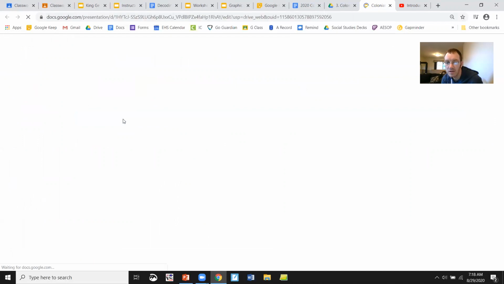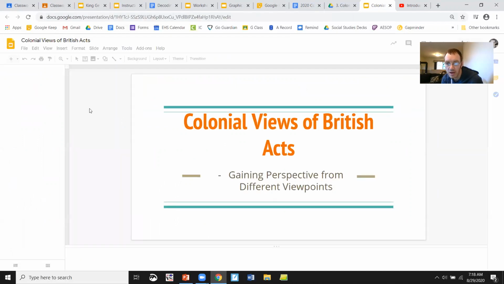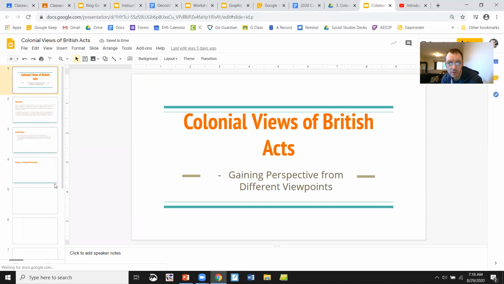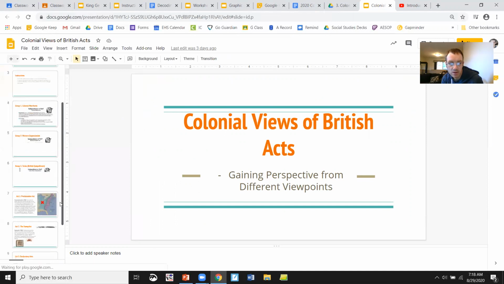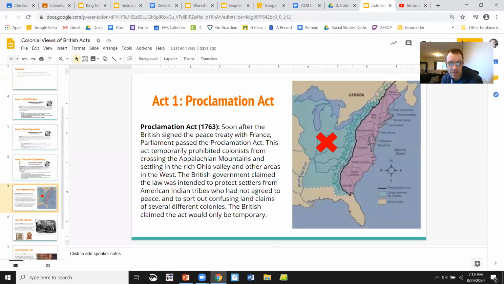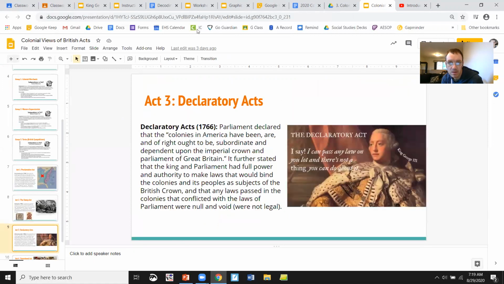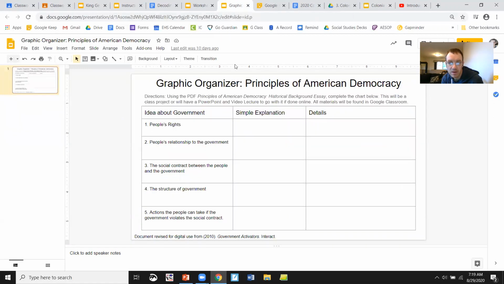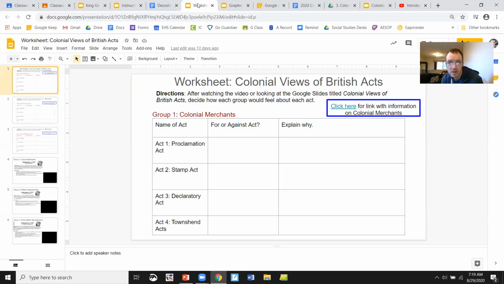Okay, you can always go to this, Colonial Views of British Acts. There's a video for it too. And then look at each of the acts if you can't remember it. But in here, oh, I got the wrong one. Yeah, on this document here, you should have explained why people were upset with it. So you'll choose 3 and say, for example, you created the Stamp Act. This was unfair for us because whatever reason.